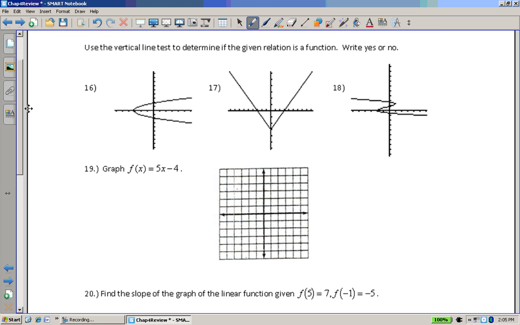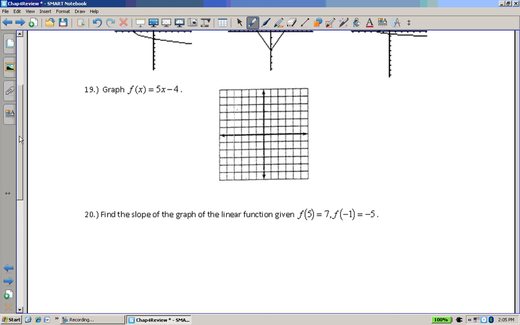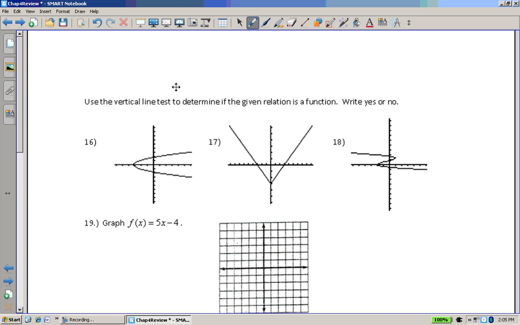Okay, use a vertical line test. Well, I like to think of power lines. If you've ever noticed, sometimes you'll see a little bird, might see a little squirrel. I'm not going to try to draw a squirrel. Actually, that probably looks more like a squirrel than a bird.